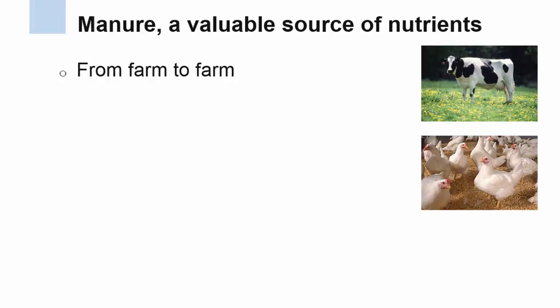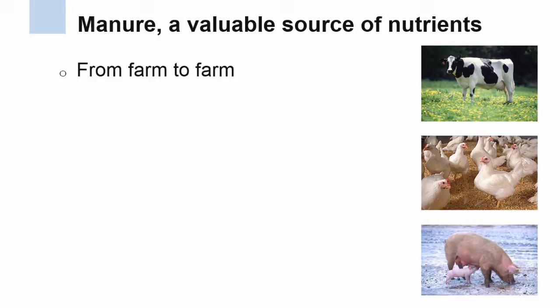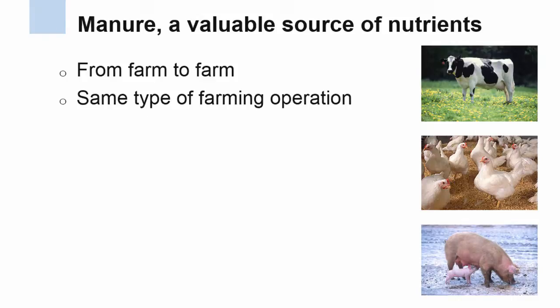From farm to farm, manure sources differ, coming from cows, chickens, swine, and so on. Based on these different animal sources, manure varies in form, from solids to semi-solids to liquids. Even within the same farming operation, such as a dairy farm, the manure nutrient content can differ.